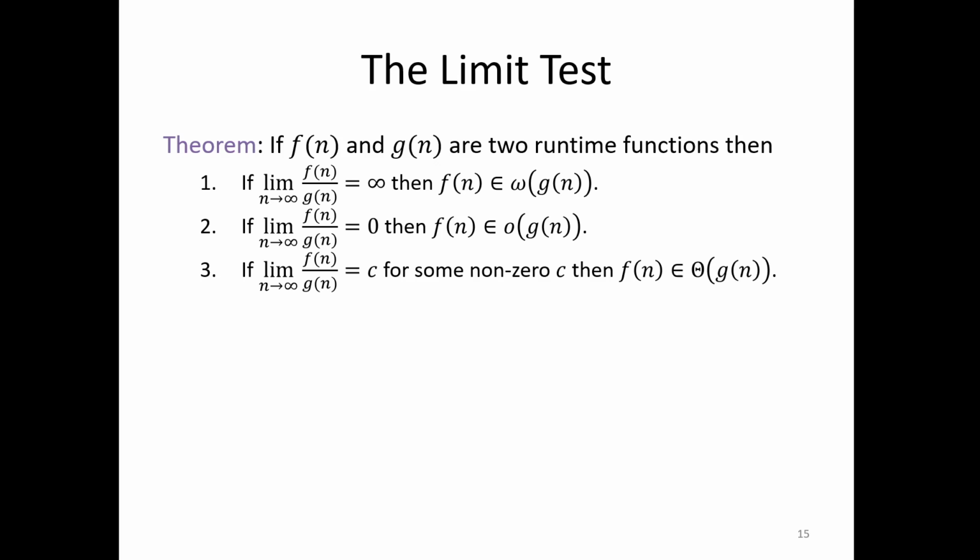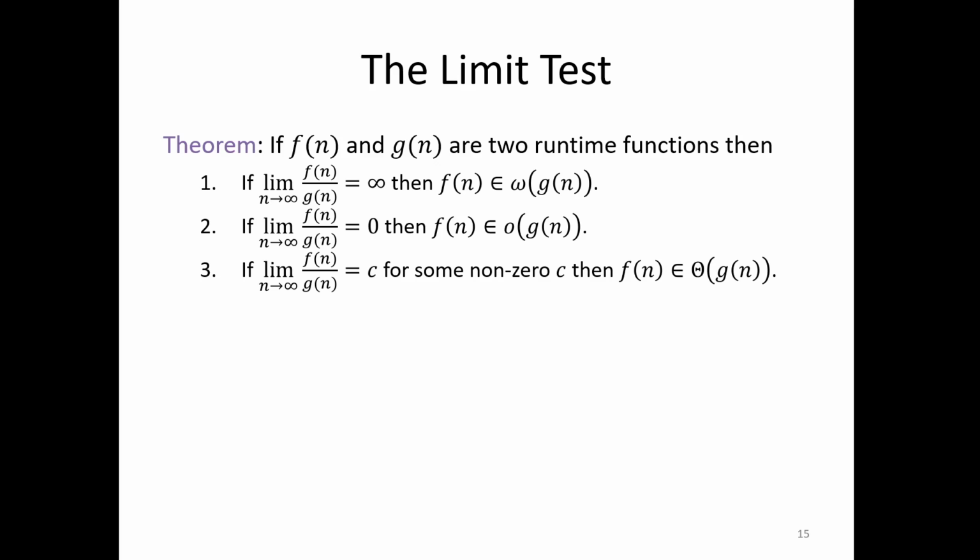Now let's go back to our little cheat sheet here. Little omega of g of n means grows faster than. So in this first case, f of n must grow faster than g of n. And that makes sense: if the limit of f of n over g of n goes to infinity, f of n must grow a lot faster than g of n.